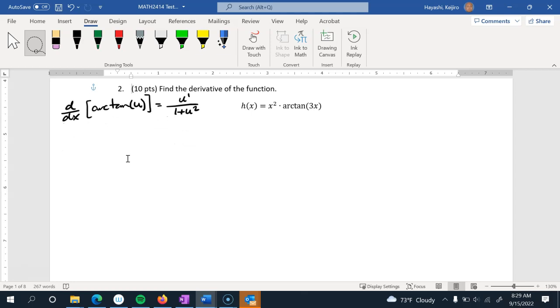That's the arctangent of u that we wrote down earlier. Okay. So this derivative is going to use a product rule because it is literally a product of two different functions of x. One of the factors is x squared, right? That's one function of x. The other factor is arctan of 3x, a completely different kind of function of x.